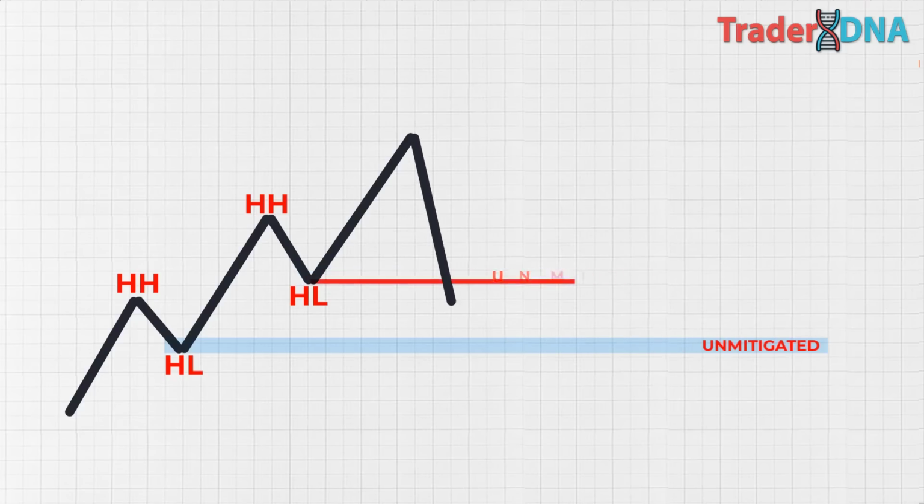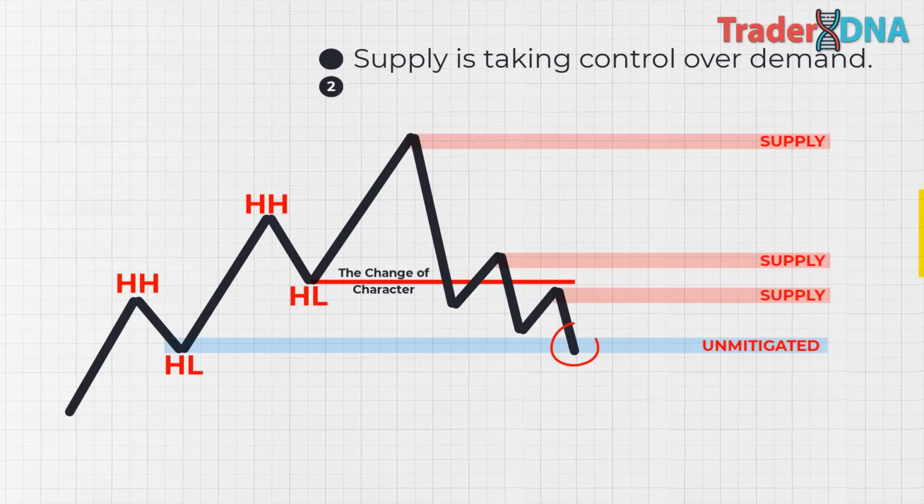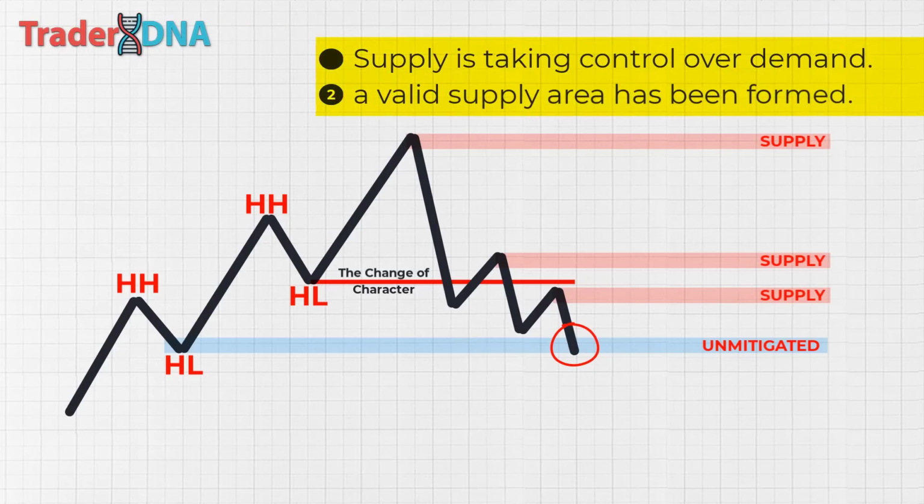However, breaking below this valid demand area is called a change of character and indicates 2 things. First, supply is taking control over demand. And second, a valid supply area has been formed. Then the price continues pushing down, creating supply areas until we reach the next unmitigated demand area in front of the price.